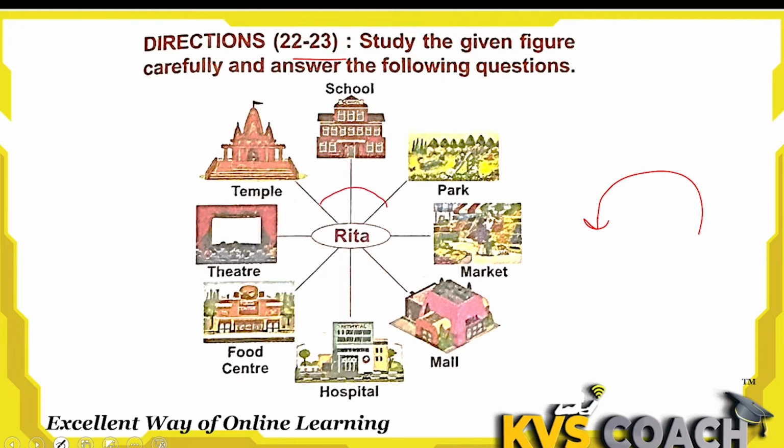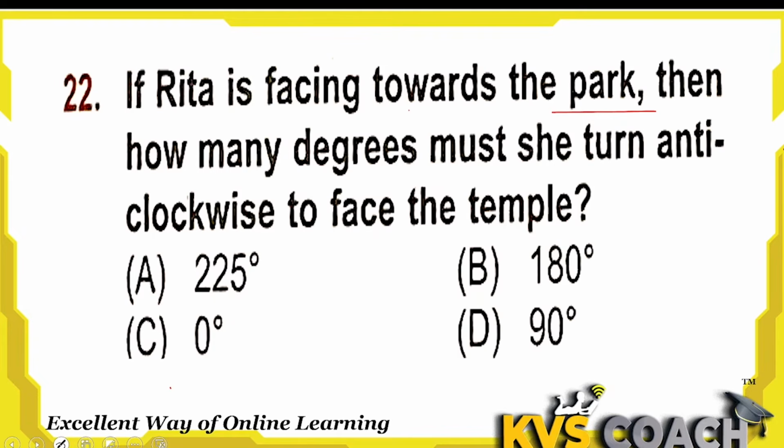Then here to here, it means these are perpendicular lines. This is a 90-degree angle here. Okay. So she will turn 90 degrees. D is the right answer here.